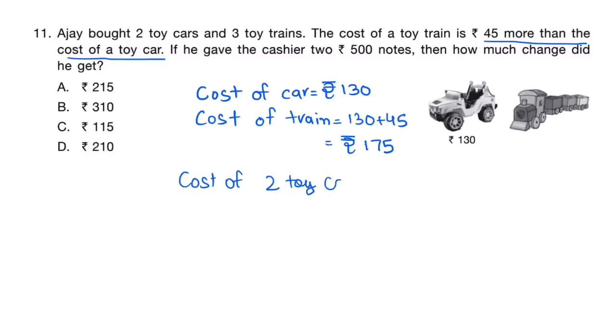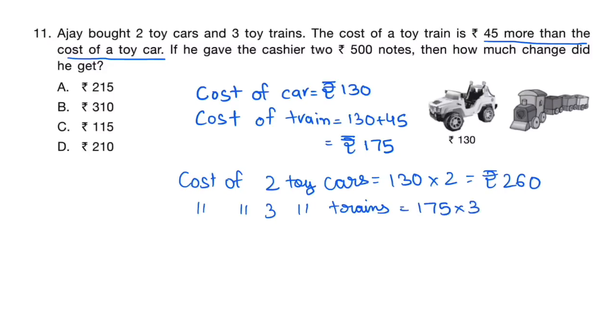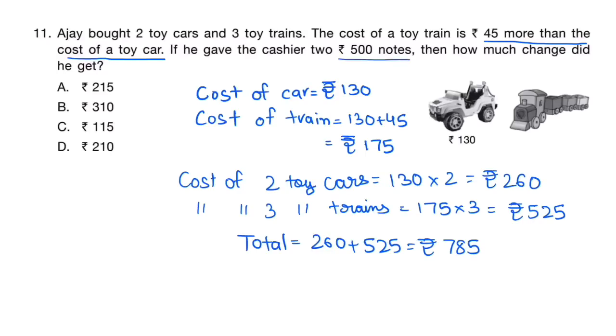Now cost of 2 toy cars is equal to 130 into 2, that is rupees 260. Cost of 3 toy trains is equal to 175 into 3, that is rupees 525. So total money spent is 260 plus 525, that is rupees 785. Now Ajay gave the cashier 2 500 rupee notes. 500 plus 500, that is 1000 rupees. So how much will he get in change? He will get 1000 minus 785, that is rupees 215. Correct answer is option A.